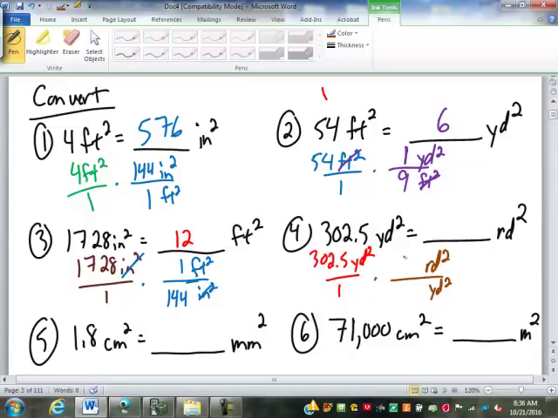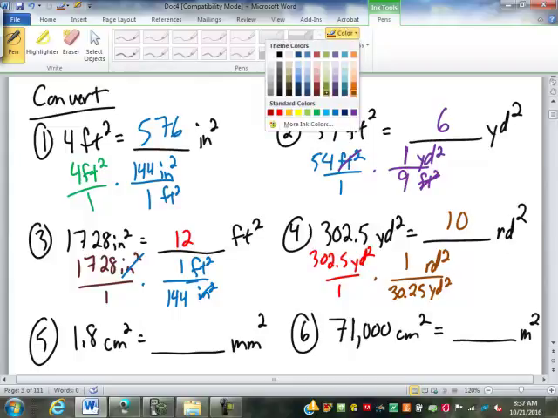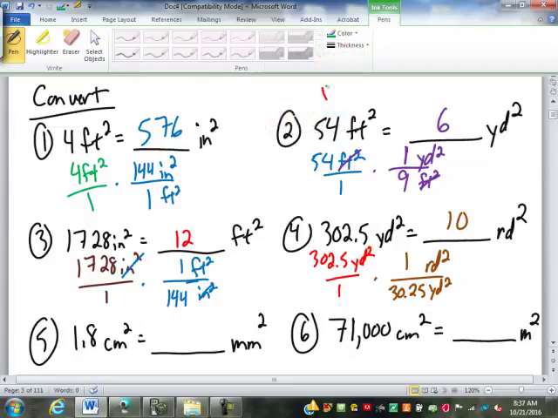To square rods. The rod is bigger, so we put a 1 with the square rods. How many square yards are there in a square rod? 5.5 yards in a rod. So we square it. 5.5 times 5.5 is 30.25. That gives us 10 square rods. Any questions on those first 4? They're standard units.